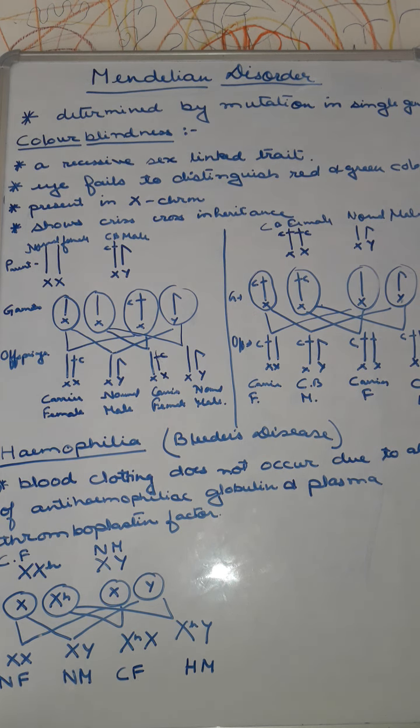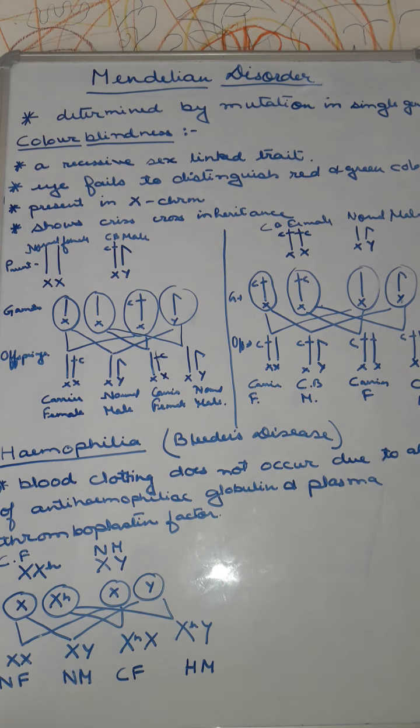Okay, so this is a very dangerous disease, hemophilia. This is also known as the royal disease because first it was observed in the royal family of Spain. That means in Queen Victoria's family it was observed. That's why this is also known as the royal disease. Here also the inheritance is same.